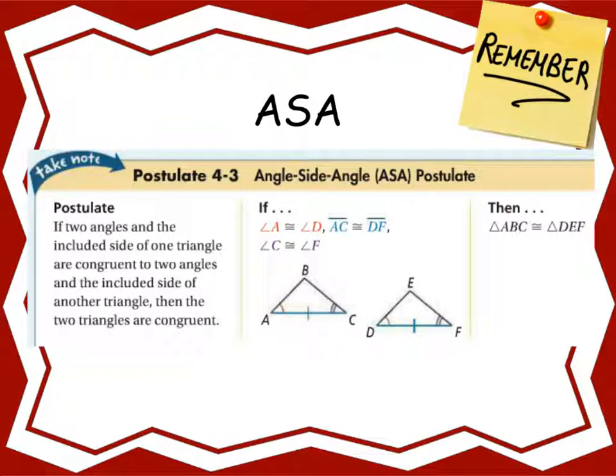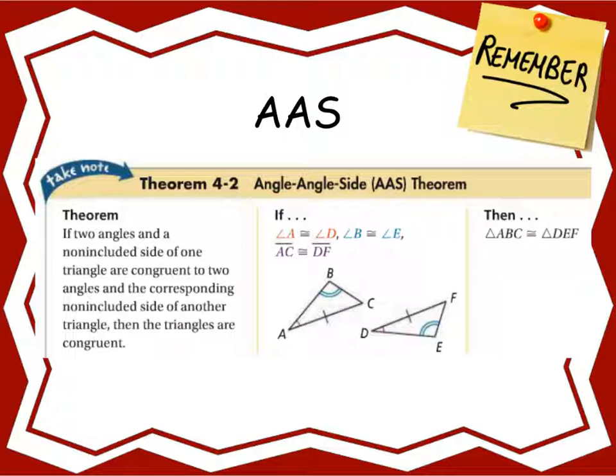On angle, side, angle, you're going to be given two angles, and it's always the included side, that side that falls between the two angles. That's angle, side, angle. Remember, you kind of have to wrap around the triangle in that order. And if you can show those three congruences in these two triangles, then that's enough to show the triangles are congruent.